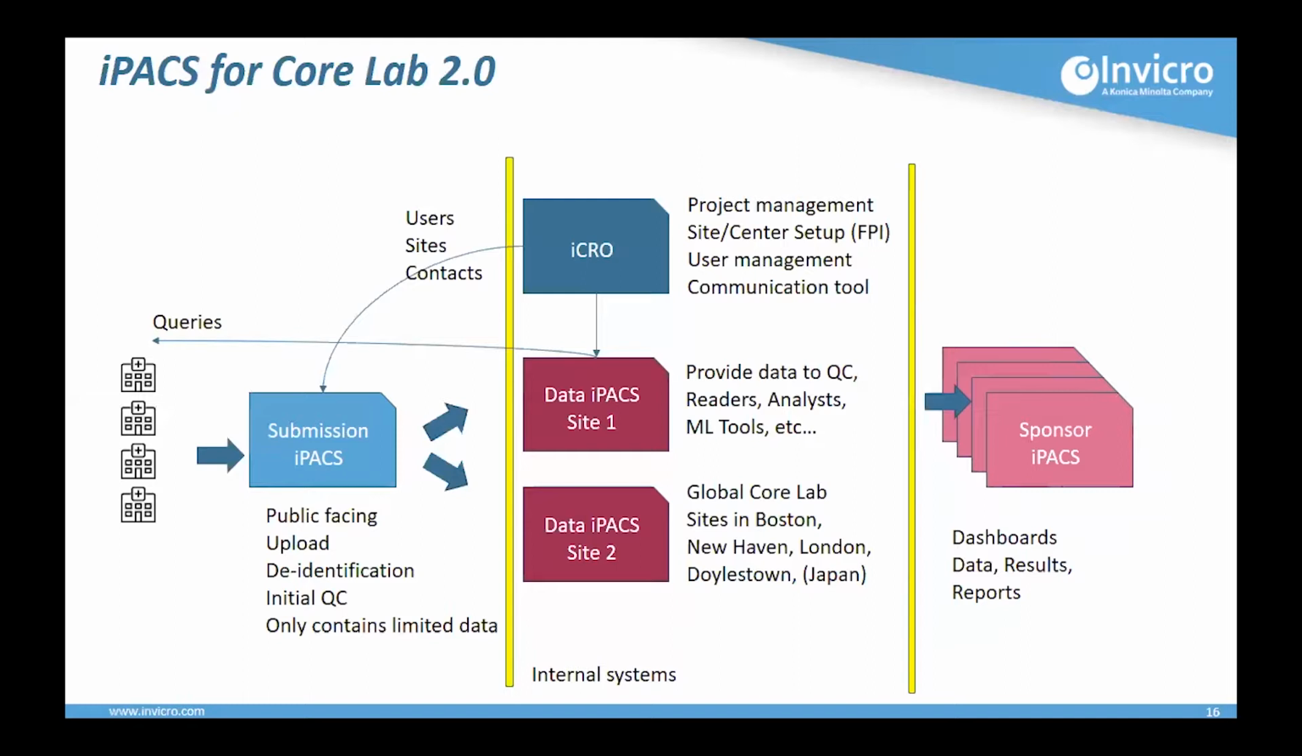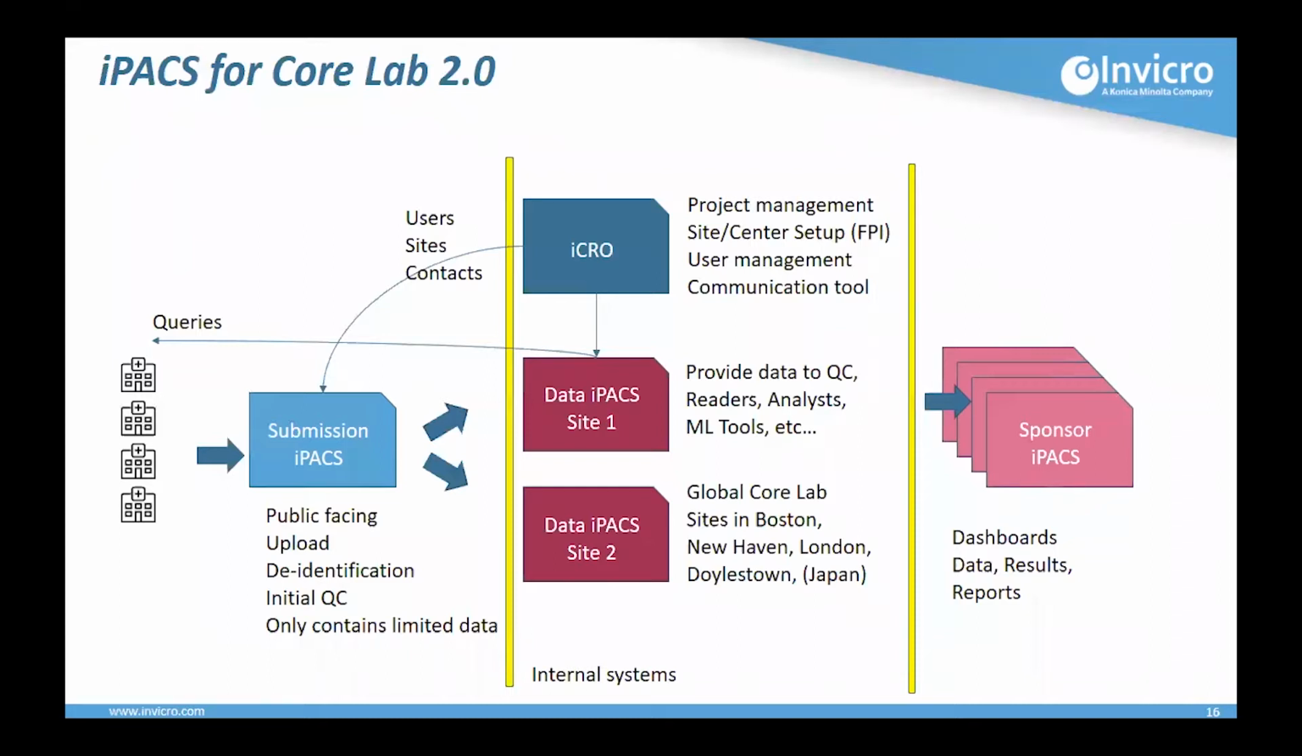And once the data is past the initial QC, we can pull it in to the internal data iPACSes that we have at various sites, depending on who's in charge of the processing. As you know, we have sites in Boston, New Haven, London, and Doylestown. And all of that is also then overseen by iCRO, which is our project management system based also on the iPACS infrastructure, where we do all our project management.